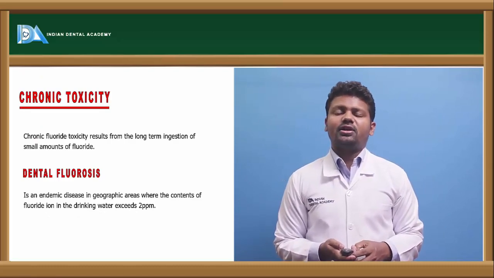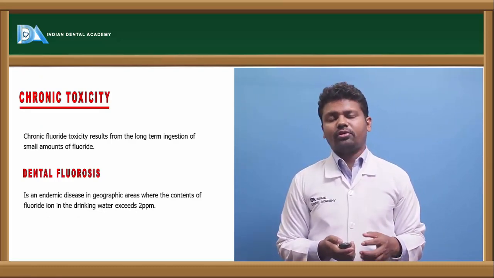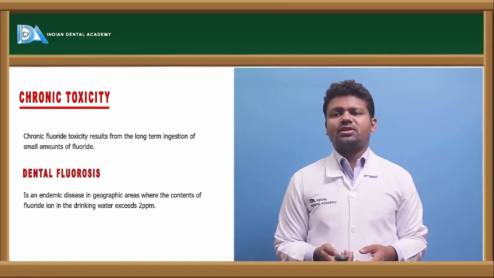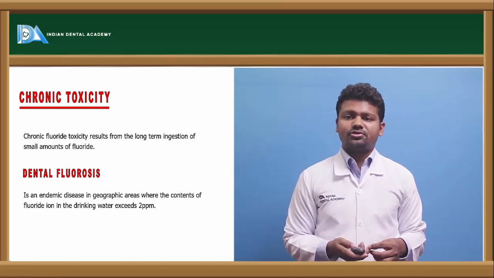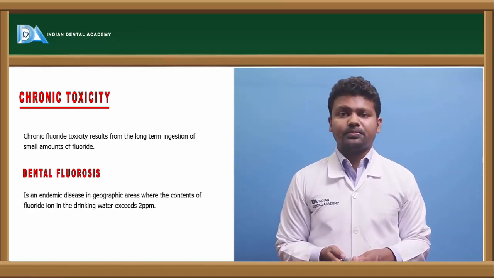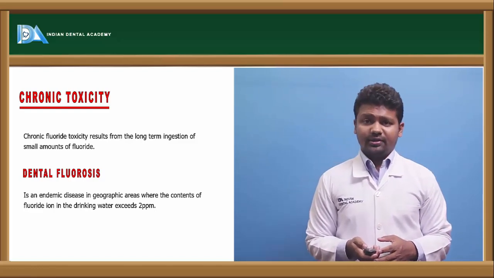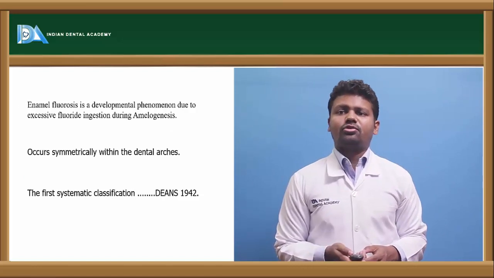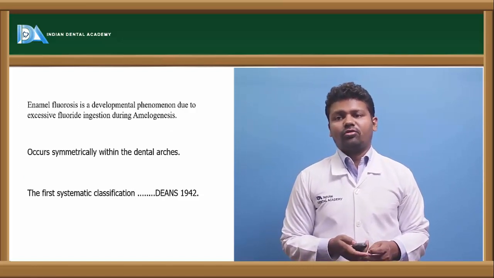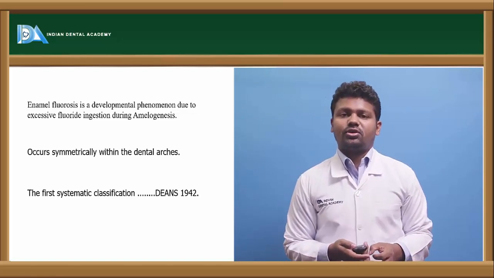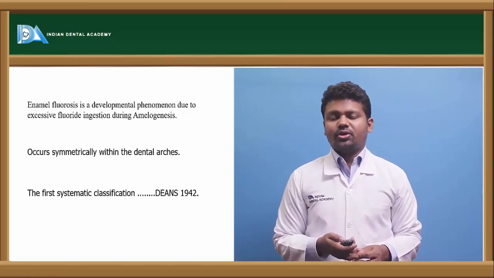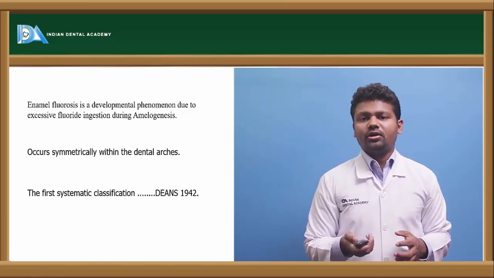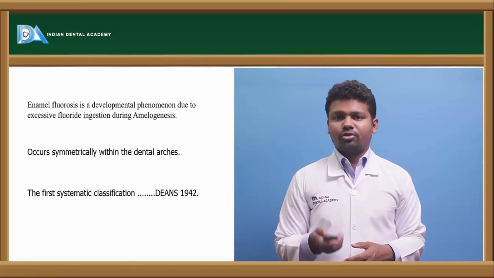Chronic toxicity is again the consumption of a small amount of fluoride for a longer duration, or long-term ingestion of fluoride. Dental fluorosis is an endemic disease in geographic areas where the content of fluoride ion in drinking water is more than 2 ppm. Yes, more than 2 ppm will always cause dental fluorosis or mottling of enamel. Enamel fluorosis is a developmental phenomenon due to excessive fluoride ingestion during amelogenesis. During tooth formation, if there is excess consumption of fluoride, it will lead to mottling of enamel, or fluorosis.